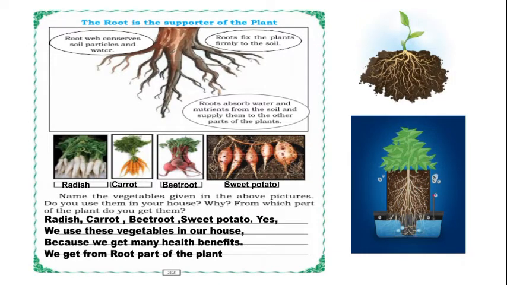And children, we have already written the names, and we use these vegetables in our house because we get many health benefits. These are good for our health. So we can get many health benefits from these vegetables, so we use them in our houses. We get these from the root part of the plant. You can see in the picture, children.